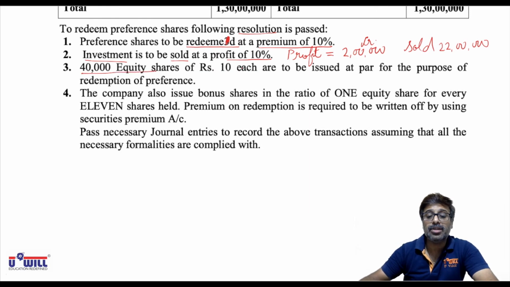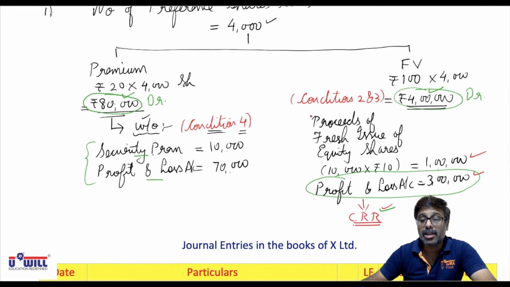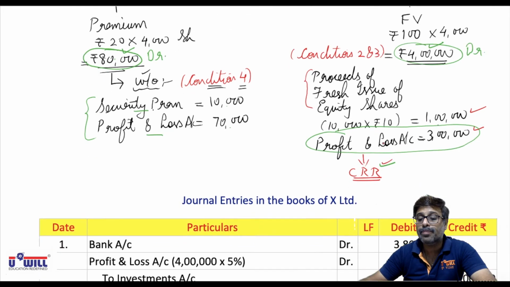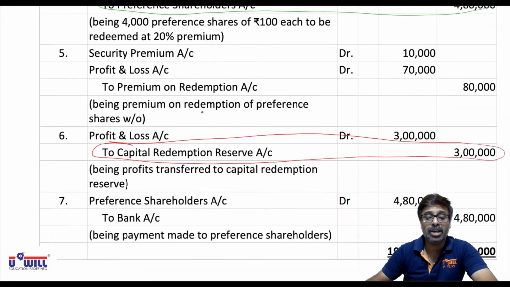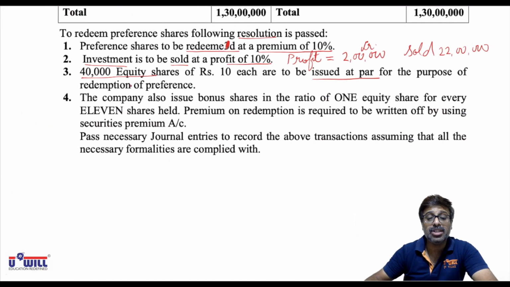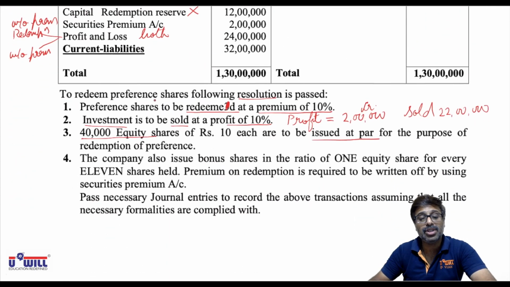40,000 equity shares of 10 each are to be issued at par for the purpose of redemption of preference. So again in this workings, first we will use proceeds of fresh issue, and the balance amount we will take from profit and loss account. First we will use proceeds of fresh issue of equity shares and the balance amount we will take from profits and transfer to capital redemption reserve.